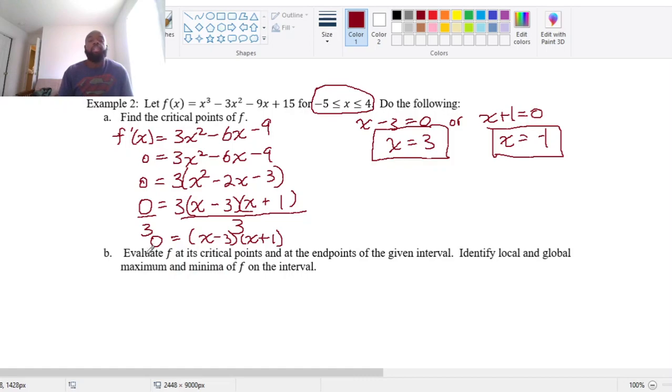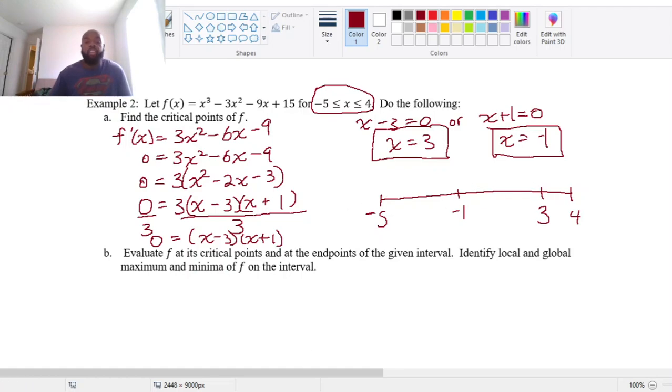And then what we're going to do is identify the local and global maximum and minimum values of f on that interval. Well, when you have your critical points, now I'm going to draw a number line, but I'm not going to put arrows here because my function is defined from -5 to 4. I know that -1 is over here and 3 is going to be close to 4. Now, I'm going to pick values on this interval so I can determine which of these are local or global, local max or mins.